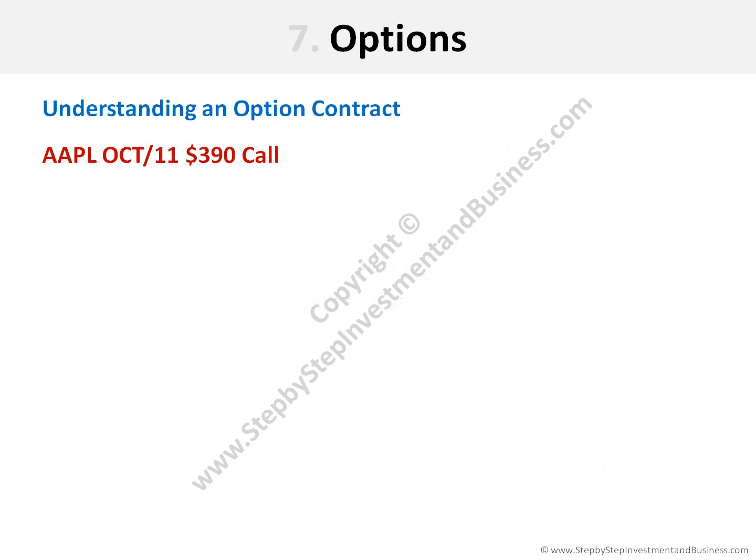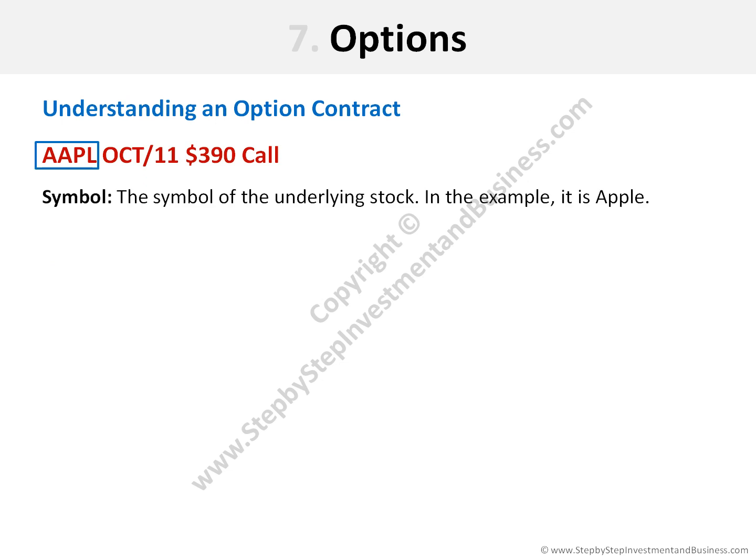Let's see how to understand an option contract. In general, option contracts are called as can be seen here. Now, let's see in detail each of these terms. The first one defines the symbol of the underlying stock. In this example, the company is Apple.